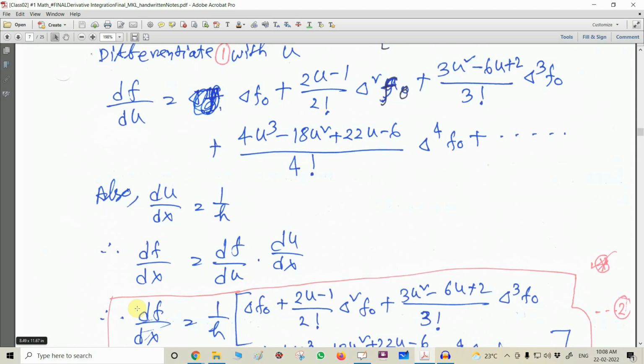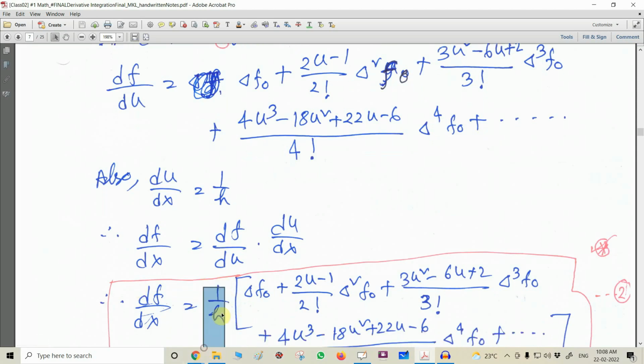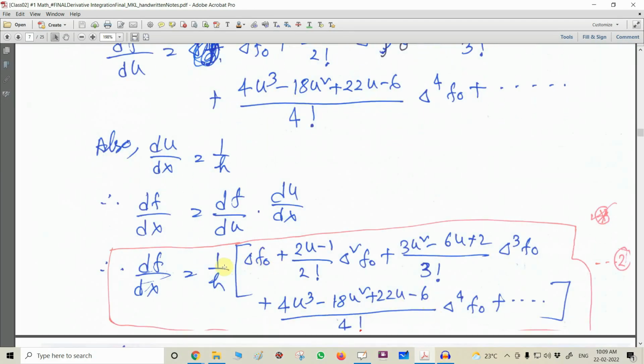That means here the notation I am writing is df dx equals to, that's our whole objective to find. So that will be your equation number 2, that df dx equals to 1 by h delta f0 and this value. So 1 by h will be multiplied, and you'll be writing this value here. Got it? So this is your equation number 2.